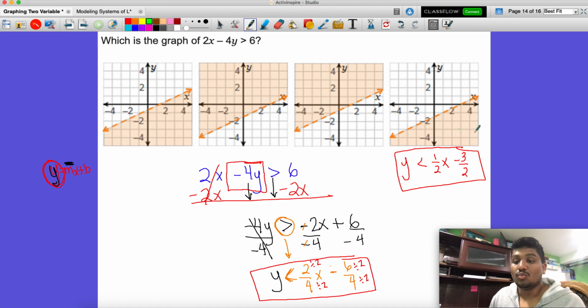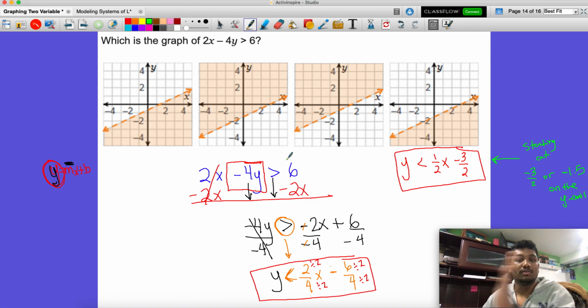So this tells us, one, where we're going to start. We're starting at negative 3 over 2. If you put that in a calculator, you're going to get negative 1.5 on the y-axis. We should probably pause right there and look through all the examples that they gave us and see which one does not start at negative 1.5.